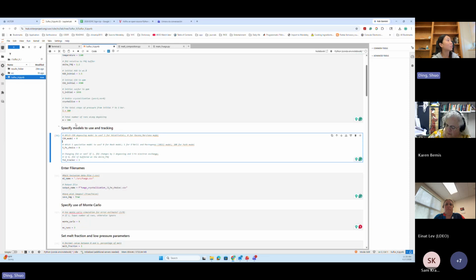Okay, so here, we need to specify some of the other models. Because I just talked about it, it combines with the CO2 water degassing model.